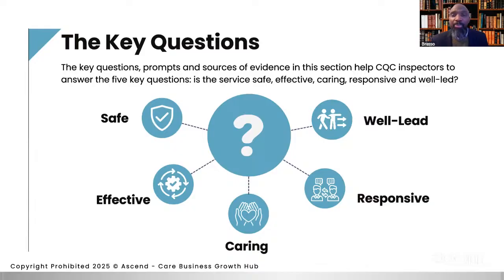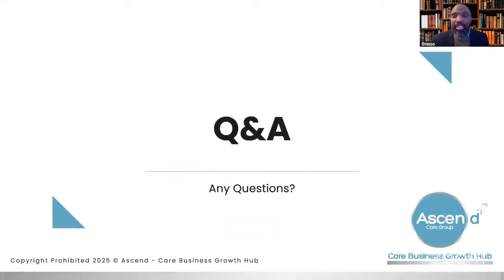So well-led is very, very important, because in the absence of leadership, services won't be safe, they won't be effective, they won't be caring, they won't be responsive. So it is very, very important, whether you're preparing for the fit for purpose interview or managing day-to-day CQC services. So this marks the end of our conversation.